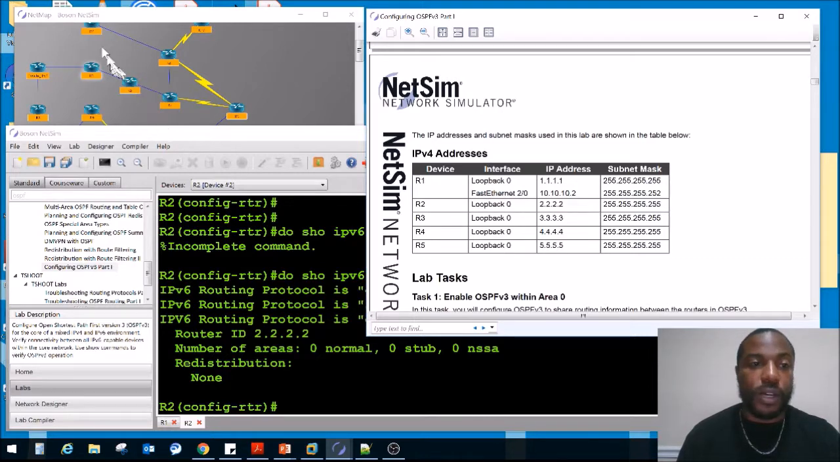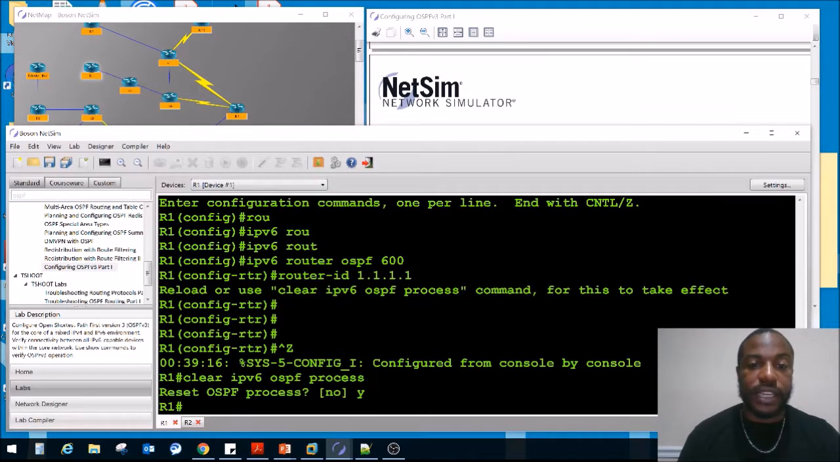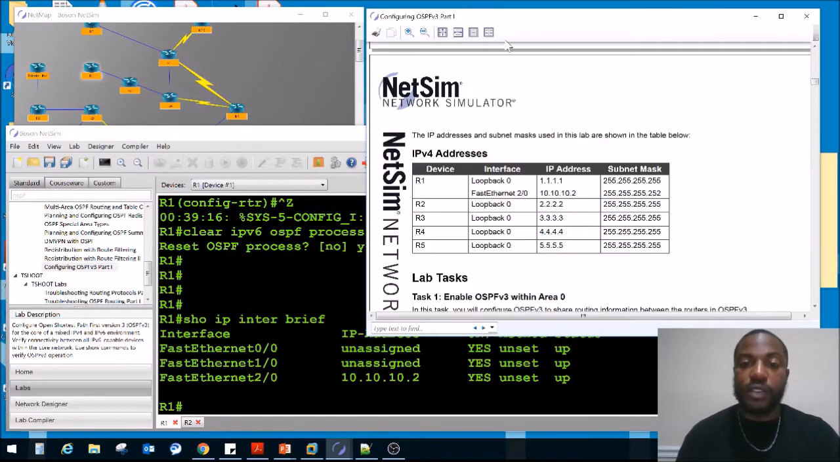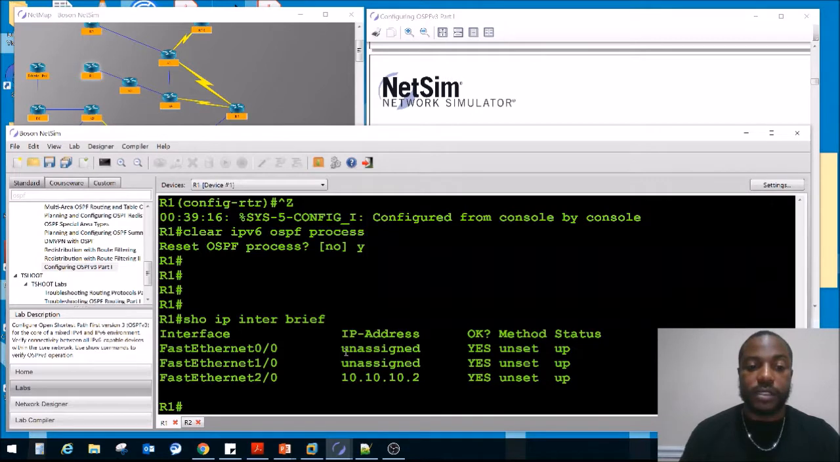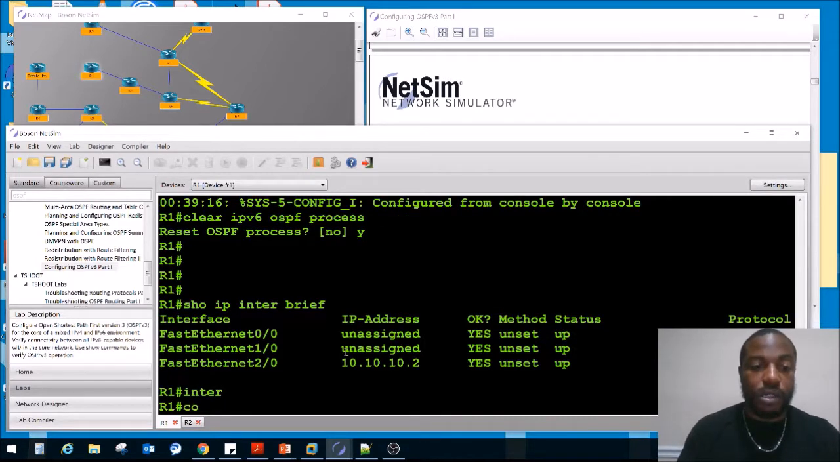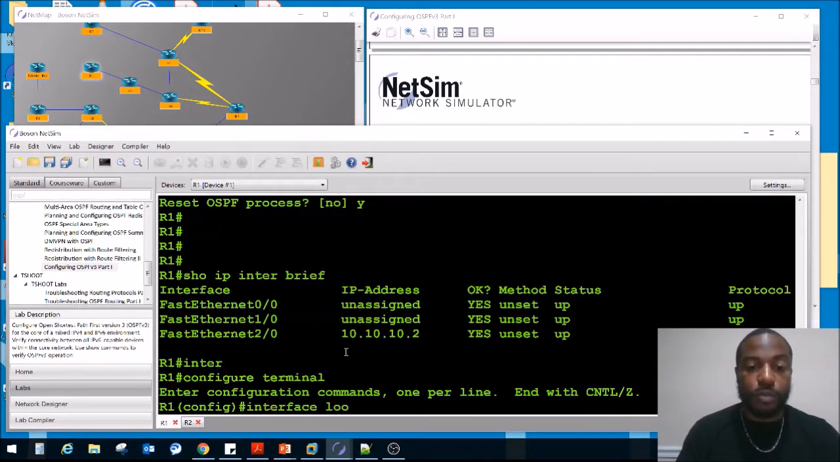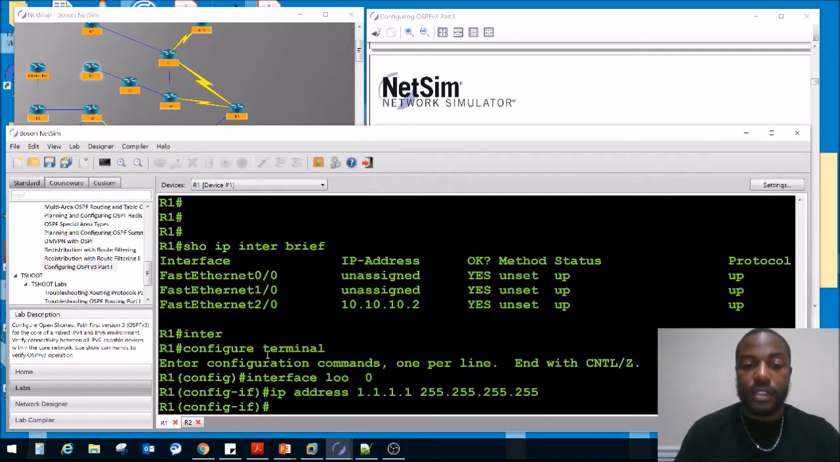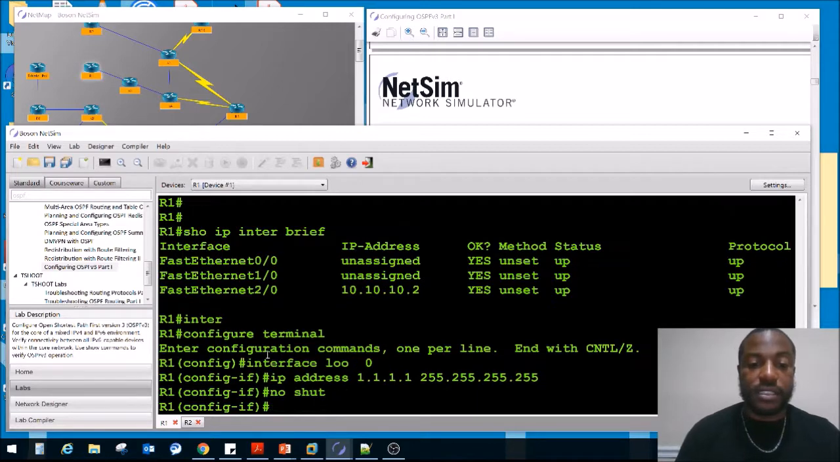So let's go back to router 1 and give him the loopback, right? Because I don't think he had a loopback. Did he? Show IP interface brief. No, he doesn't have a loopback. So we need to make loopback 0 quad 1. So global config mode, interface loopback 0, IP address quad 1, and it is a /32, which is 255.255.255.255. No shut just in case, because this is a simulator and that doesn't happen automatically for some reason.